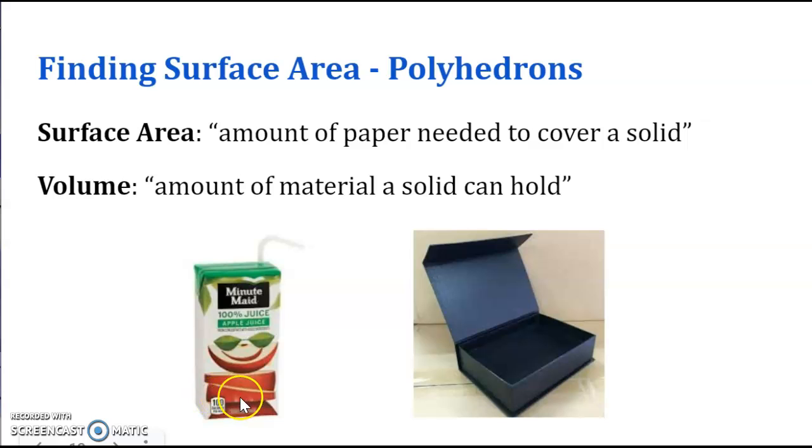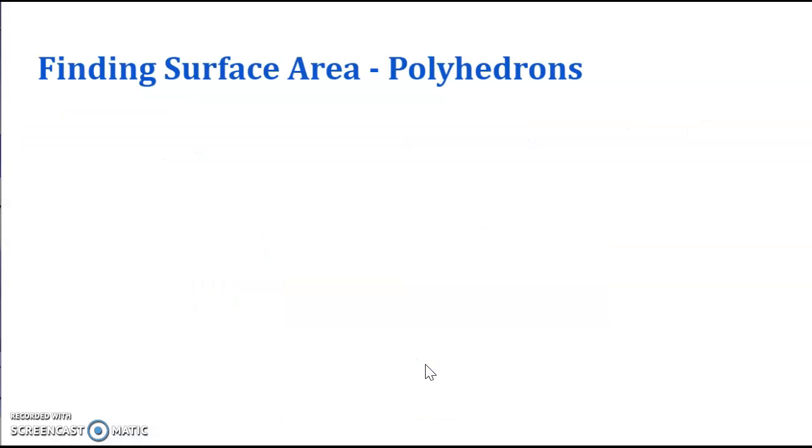If I was to talk about the area of the paper to create this juice box, that would be the surface area. Again, the amount that you can fill in is the volume, while the paper it takes to create this box is the surface area. And for now, we're going to be working on surface area.